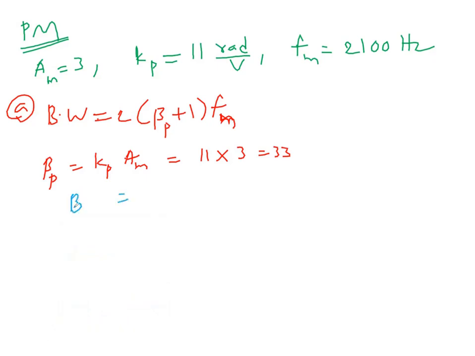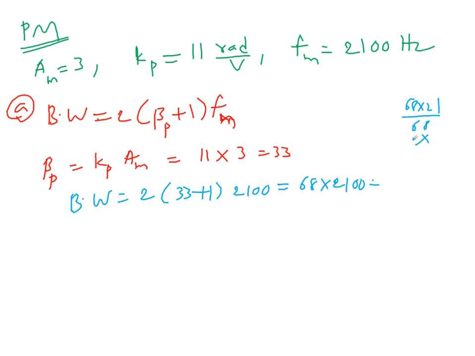Bandwidth is equivalent to how much? 2 times beta P, which is 33 plus 1, into message frequency, which is 2100. 33 plus 1 is 34, 2 34s are 68. 68 into 2100. Or you can simplify this, 68 into 21, which gives 142.8 kilohertz. 142.8 kilohertz. This is about the case A.